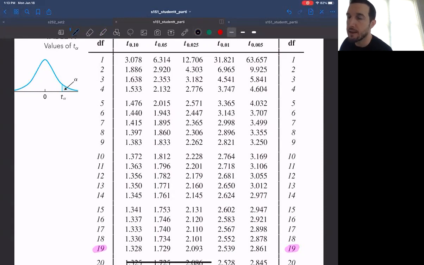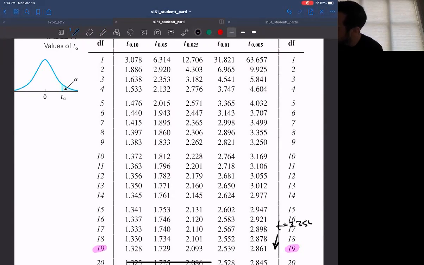The test statistic is again greater than this, so we move to the next value. The next value is 2.539. The test statistic is again greater than this, so we move to the next value. The next value is 2.861. Our test statistic is greater than this, so we can say that t is going to be on the right side of 2.861. Somewhere, well, it's to the right of this value.